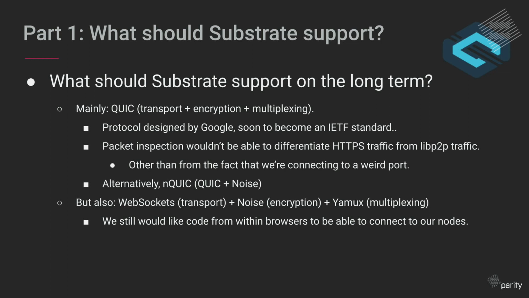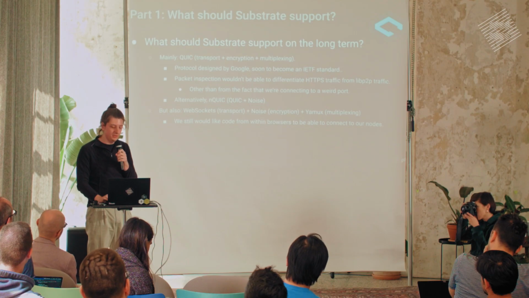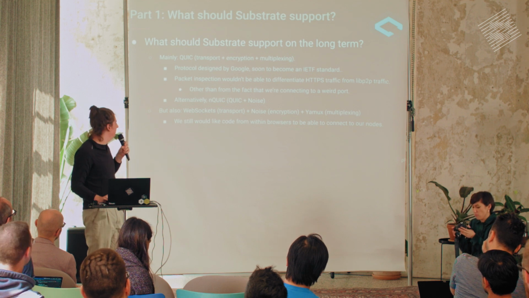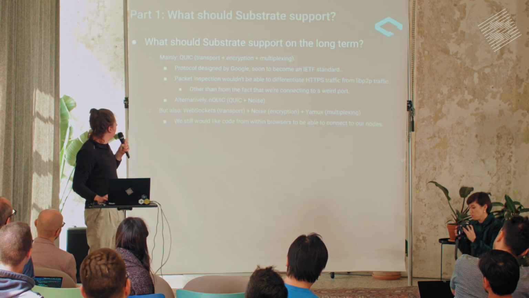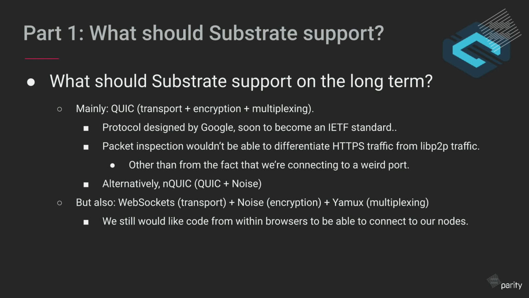Maybe a hypothesis is nQUIC, QUIC plus Noise, because QUIC is generic over the encryption layer, actually. So we don't necessarily need to use TLS 1.3. We're going to see if we can use Noise. But in addition to QUIC, we still need, as I said, support for WebSockets for the browser code. And on top of WebSockets, we would use the Noise encryption protocol and Yamux.